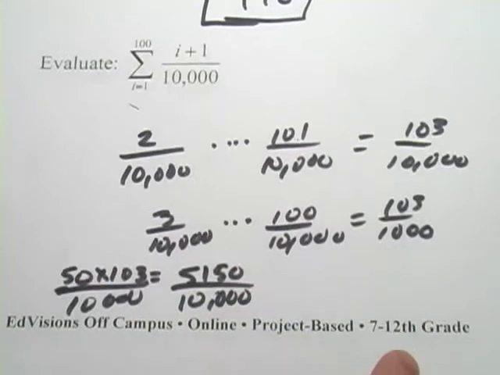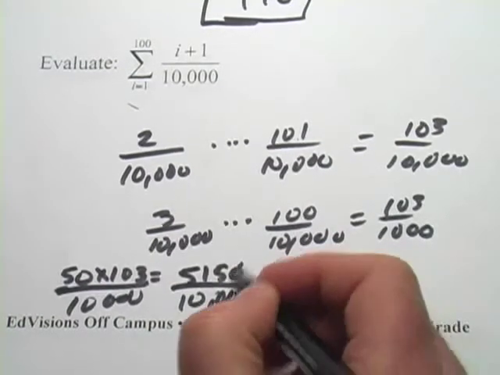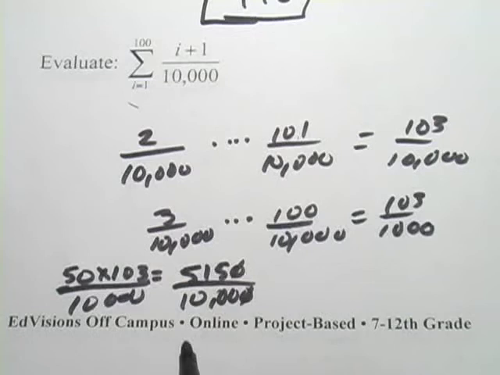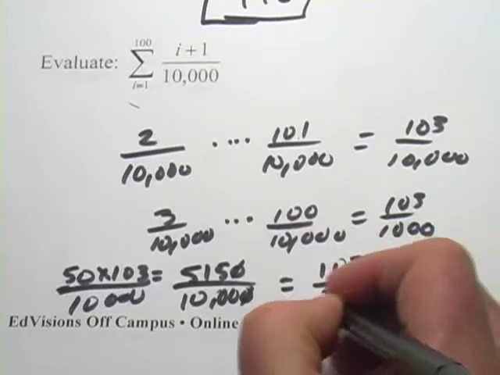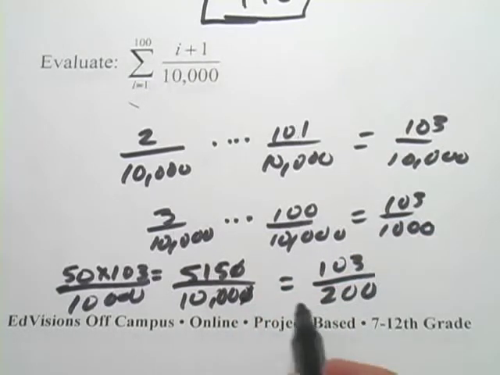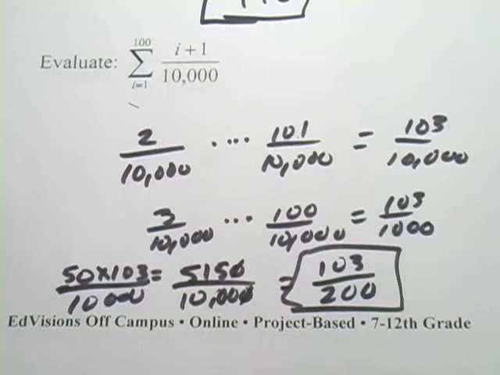And we'll have to do a little bit of simplifying here. Let's see, we can definitely divide by 10. And then if we divide that by 5, we're going to get 103 over 200. And that is our answer.